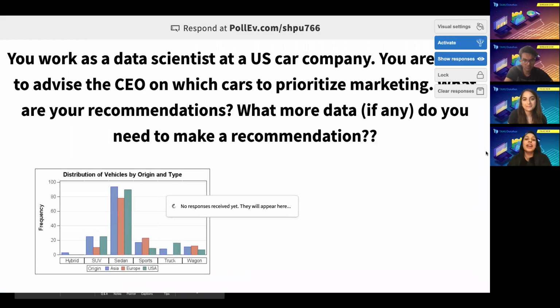Cool. So you work as a data scientist at a US car company. You are planning to advise the CEO on which cars to prioritize marketing. You only have this graph. What are your recommendations? Or what more, if any, data do you need to make a recommendation? This is kind of a loaded question. There's a lot of ways to answer this, but I just encourage everyone to remember their visualization best practices and really think about what this data represents, and is it really the most useful thing to make a recommendation?